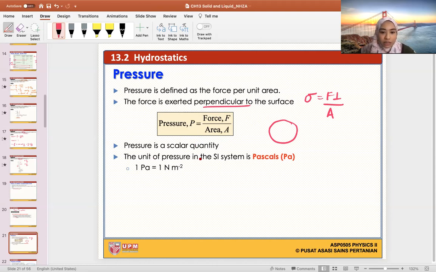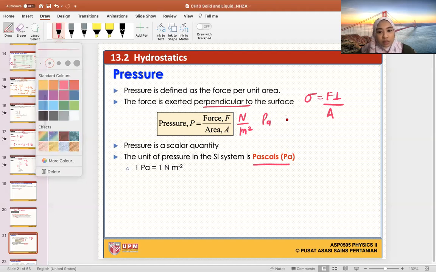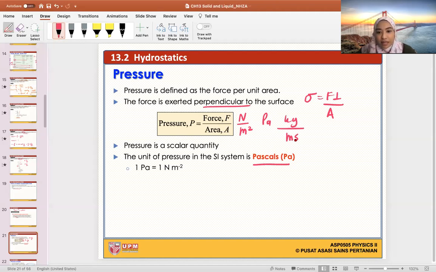The unit of pressure in SI system is Pascal. Okay, the equation is Newton per meter squared, which is also equal to Pascal. Banyak kan? Just now we talked about Newton over meter squared is also equal to kilogram over meter second squared. It is also equal to Pascal. So there are three units that you can use interchangeably. But the official unit for pressure is in Pascal. So you will use Pascal as your SI unit for pressure. Okay, so that is 1 Pascal is 1 Newton per meter squared, just force over area.